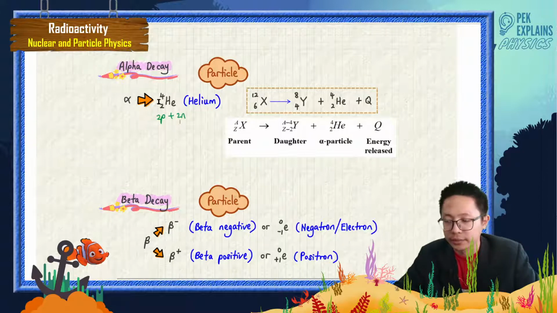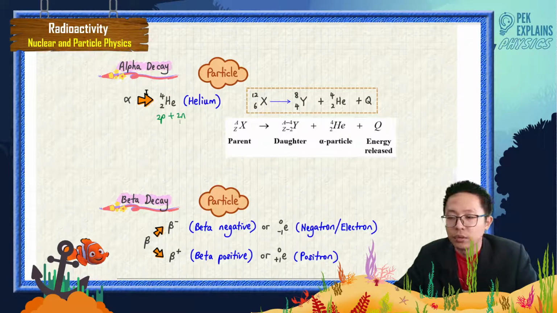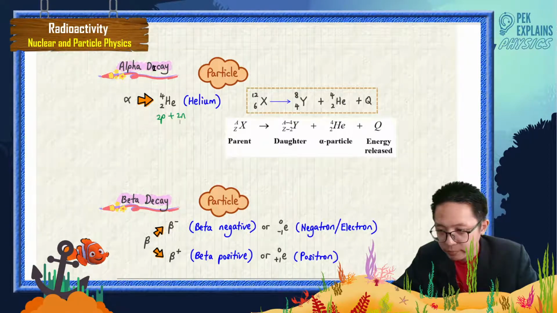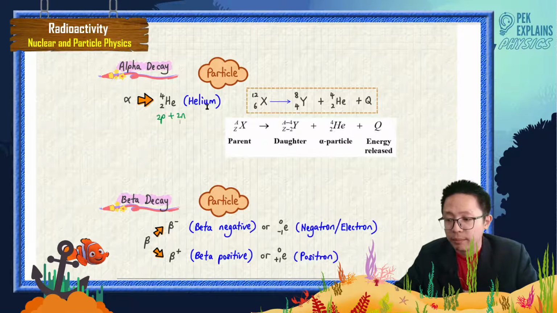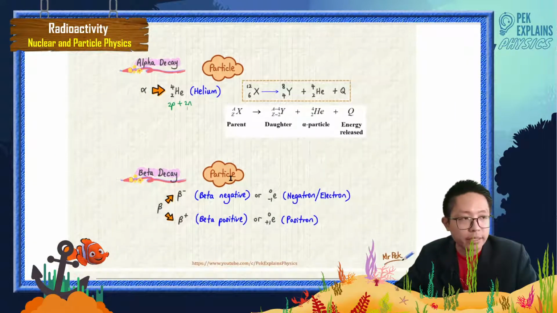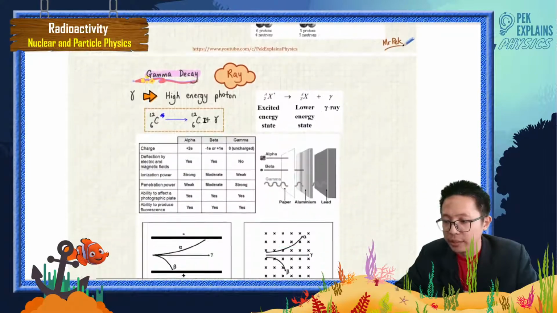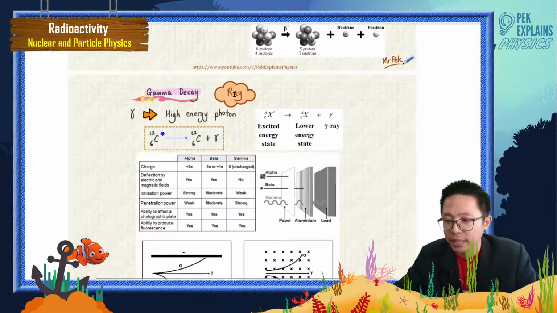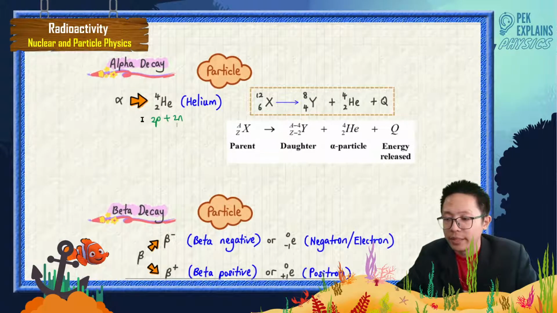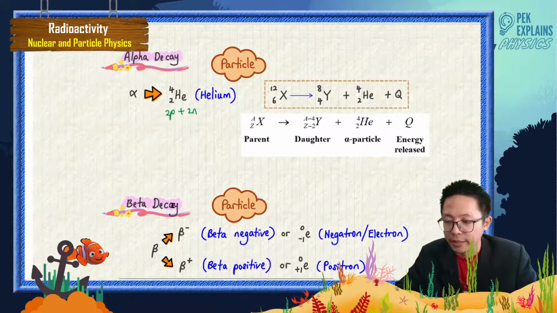So helium particle. During this alpha decay, this radioactive decay, alpha is a particle, beta is also a particle. Alpha and beta are both particles. Only gamma is a ray. We see that? I specifically wrote it like that. Only alpha and beta are particles.